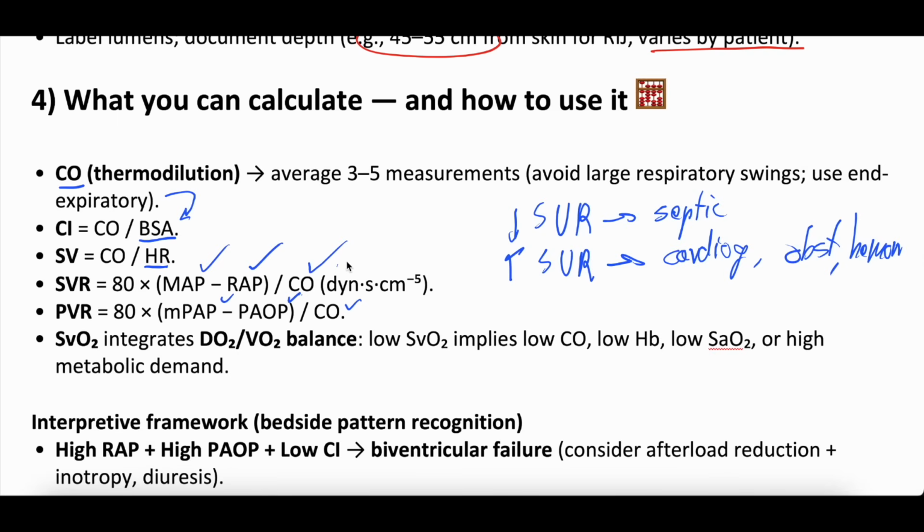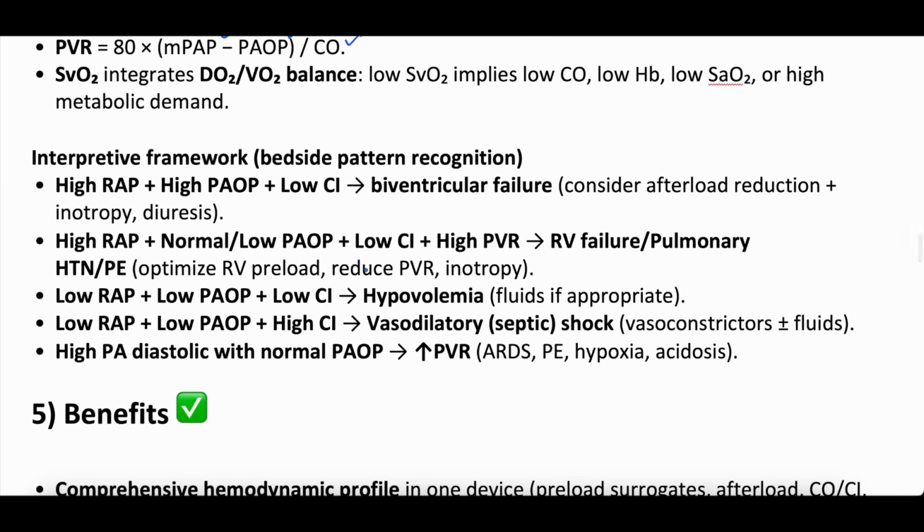The venous blood gas you can draw off the pulmonary artery catheter in understanding kind of your perfusion in different shock states. So we wanted to provide a little framework for how these numbers can help you. And again, this is complex, but we wanted to at least introduce it here. So an interpretive framework, kind of pattern recognition. So think about this as we say it out loud.